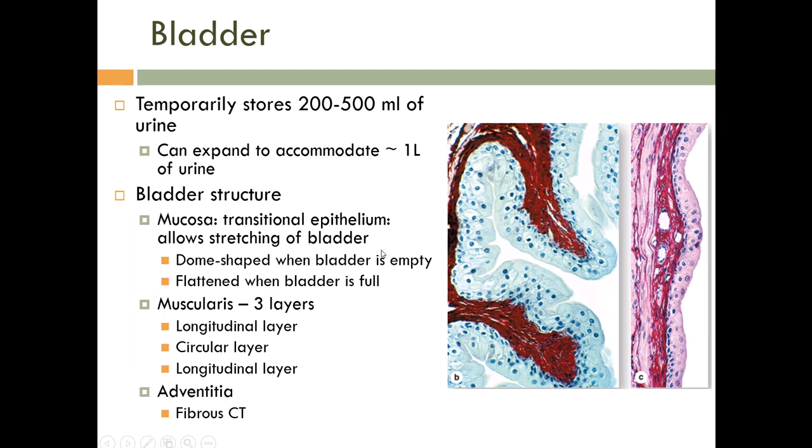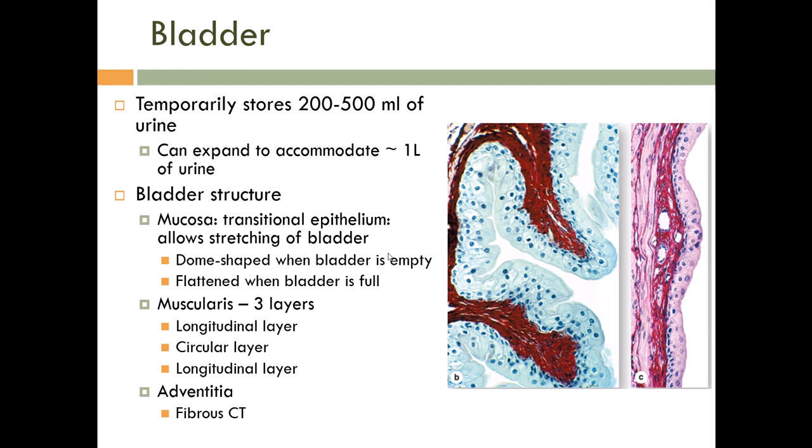In terms of the bladder, it's basically just a big old muscular sac. Typically stores about half a liter of urine, except in times of need, it can actually expand to accommodate about a liter of urine, so double its actual volume.